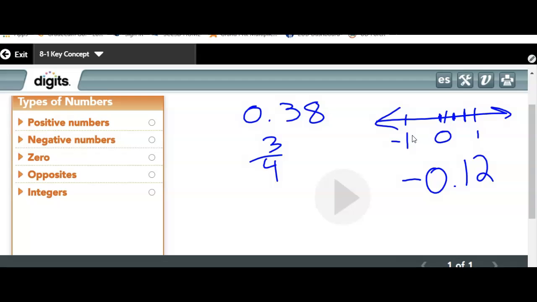Okay. An opposite is the same distance from zero, just going opposite directions. Good with that? Okay. All right, so then the definition of an integer. An integer or integers are the set of positive whole numbers, their opposites, and zero. On your paper, below integers, give me five different integers. Write them on your paper, right here below the word integers.